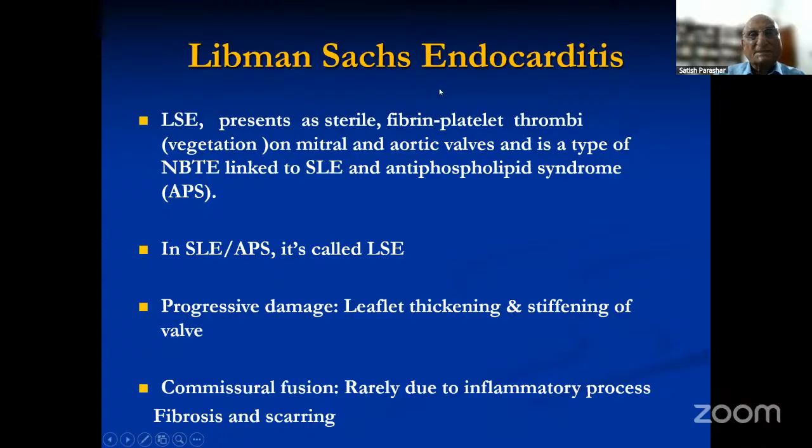Now, Libman-Sacks endocarditis is known to produce a mitral stenosis. The Libman-Sacks endocarditis presents as sterile fibrin platelet thrombi, like a vegetation, on the mitral and aortic valve, and is a type of non-bacterial thrombotic endocarditis. And in cases of SLE and antiphospholipid syndrome, it is called Libman-Sacks endocarditis. It can cause a progressive damage, leaflet thickening and stiffening of the valve, and sometimes cause a commissural fusion. Though the vegetations are sterile, they can cause leaflet thickening and stiffening of the valve.